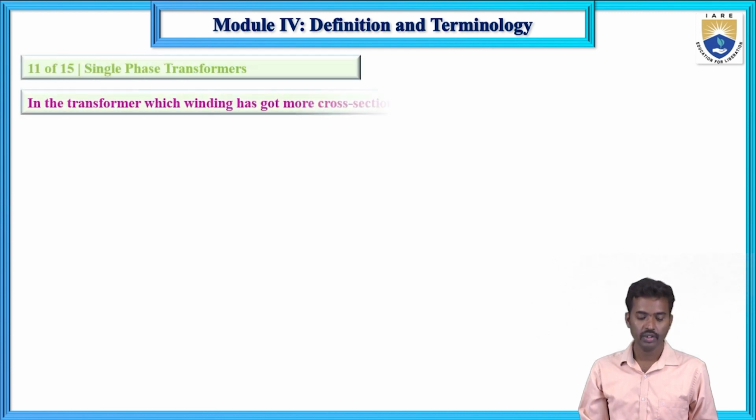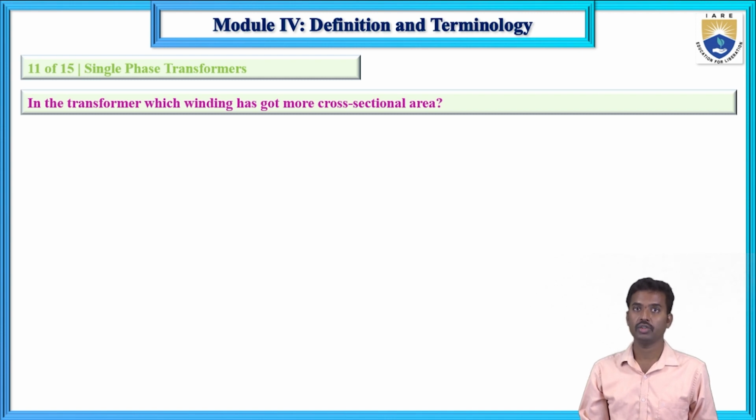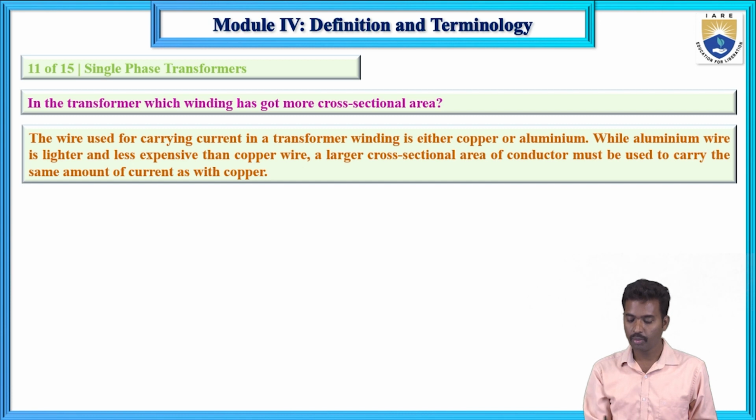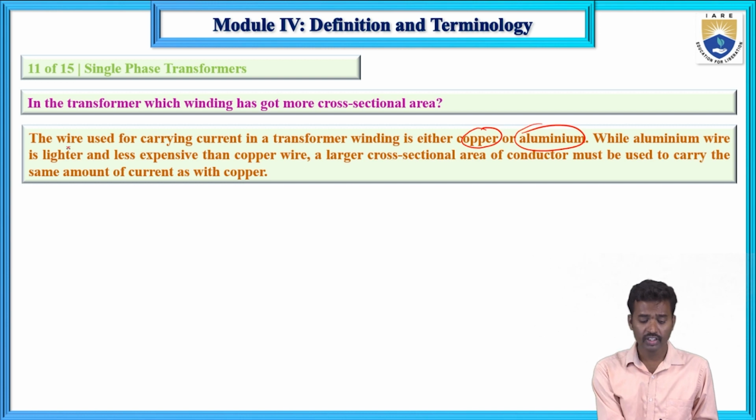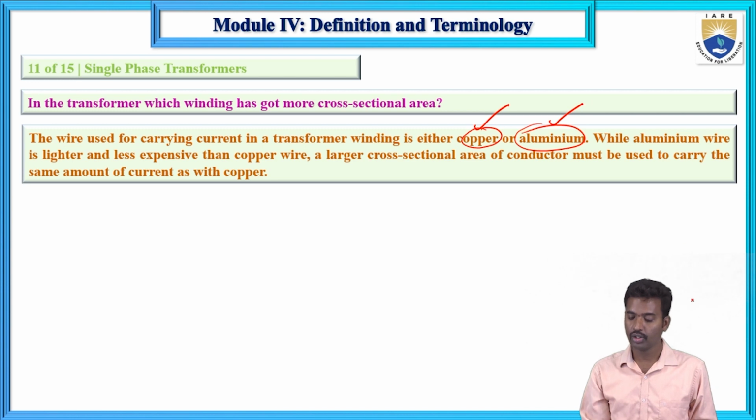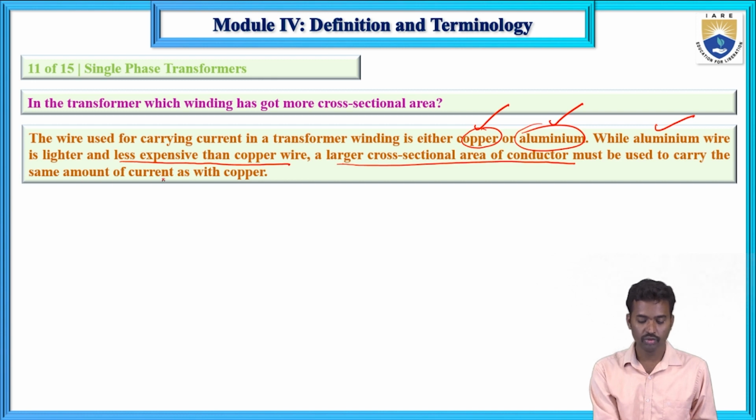And next, in the transformer, which winding has more cross-sectional area? Which winding means here copper or aluminum. The wire used as the carrying conductor in the transformer may be either copper or aluminum. Aluminum wire is lighter and less expensive than copper, but a larger cross-sectional area of conductor must be used to carry the same amount of current as copper.